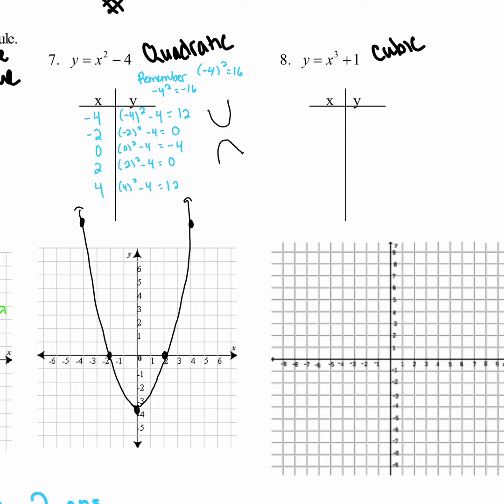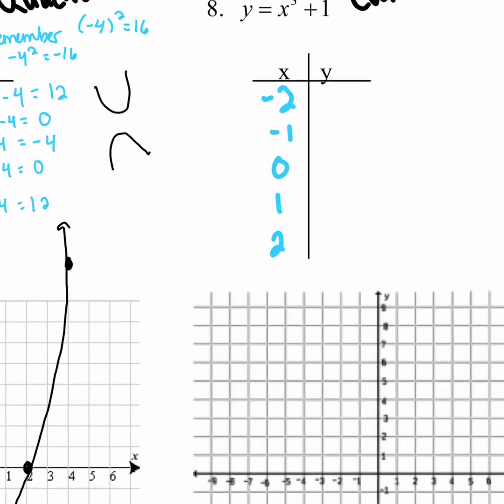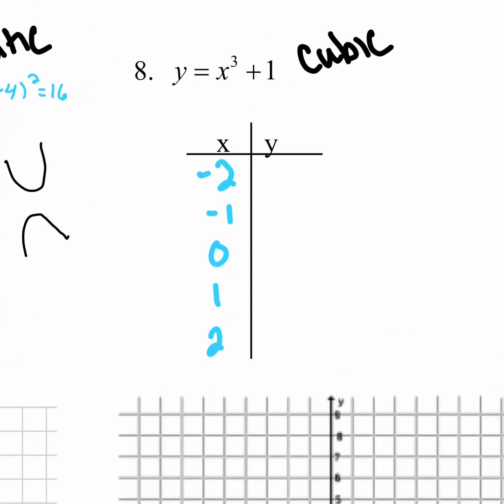All right, last one here. I don't want to start with -4 because if you cube -4, you're going to get -64, and I really don't feel like graphing something that has a y value of -64. Okay, and that'd actually be -63 after you add 1. So we're going to do -2, -1, 0, 1, and 2. When you plug these in, again, you need to hug this with parentheses.